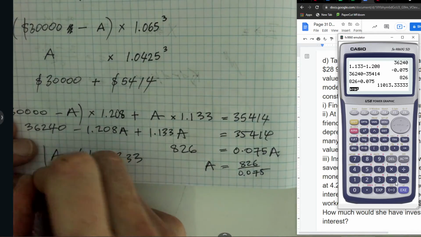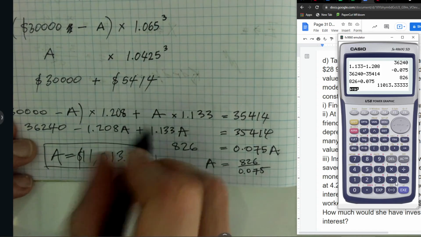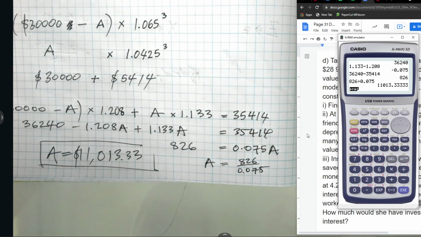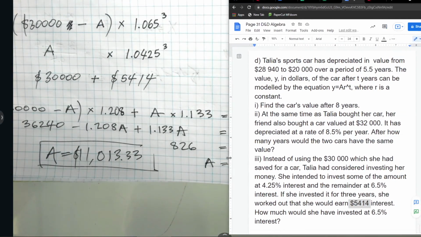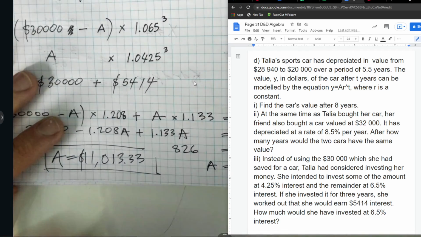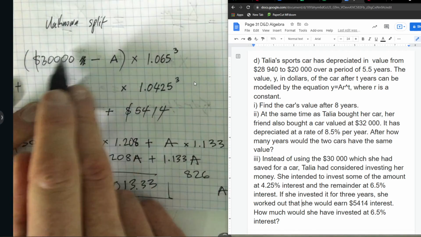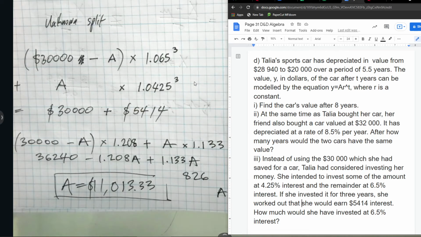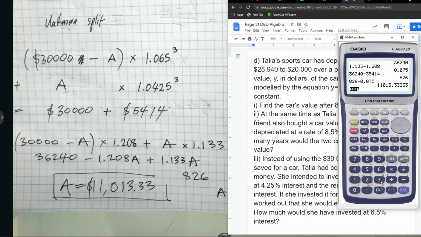I guess it was kind of a cool question. So that's A. Let's just make sure that actually answers the question, because I don't know what value they want. How much would she have invested at 6.5%? Aha, it's not the question. So that means this is the amount that she's investing at that 6.5%. So we have to go 30 grand minus that answer. 30 grand minus, and I'm just going to go shift answer.